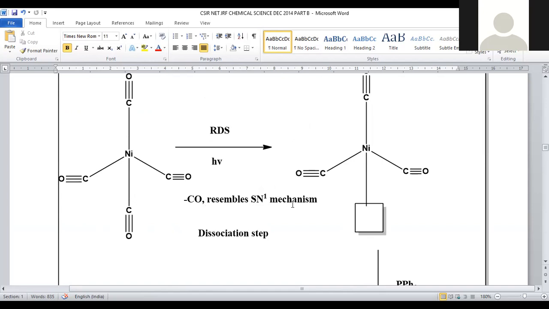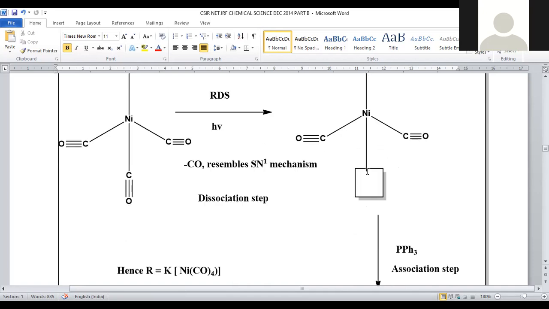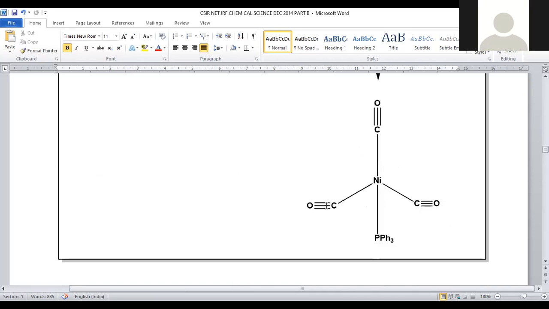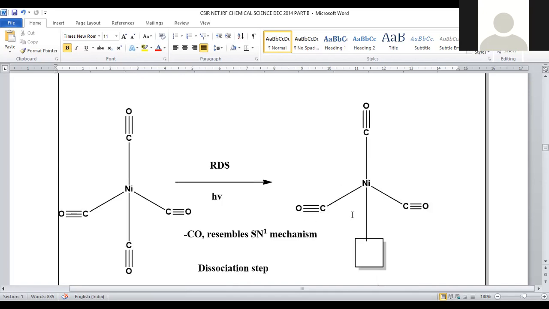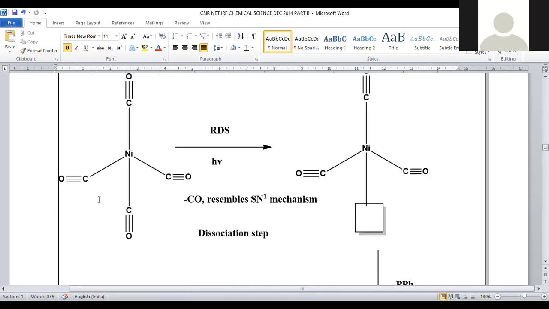What happens in the SN1 mechanism? Unimolecular nucleophilic substitution. Initially, breakage of the leaving group is possible and one intermediate compound will be generated that is further treated with the incoming nucleophile, and eventually you will get the final product. This is the series of reactions carried out in the SN1 mechanism. In a similar manner, here also we are taking nickel tetracarbonyl. The rate determining step will be the dissociation of this one. Light will be radiated, and under light conditions, fission of the bond is possible. One of the carbonyl groups will be discarded and you will find an empty site on this central nickel.